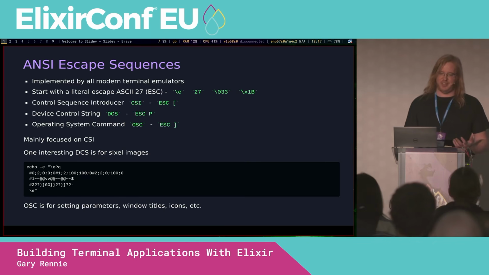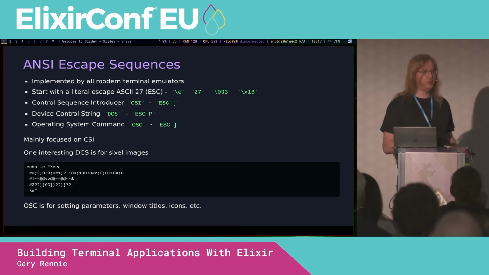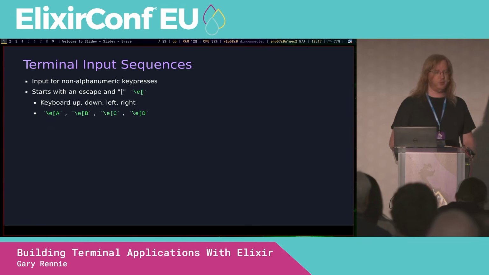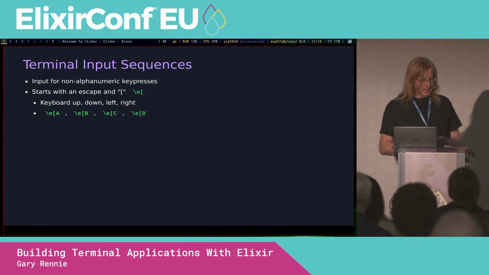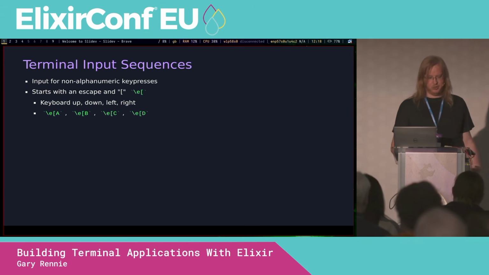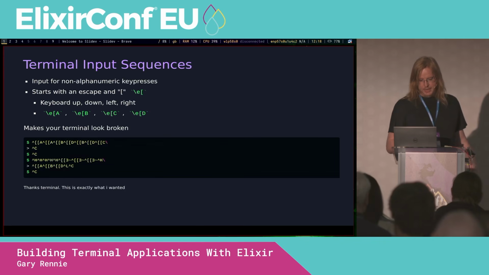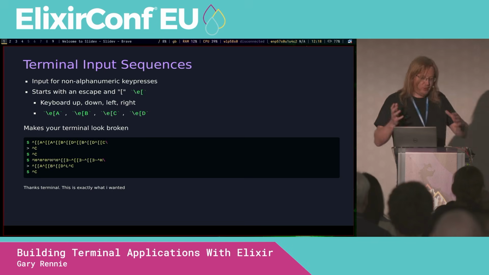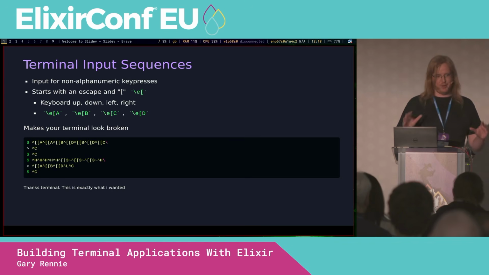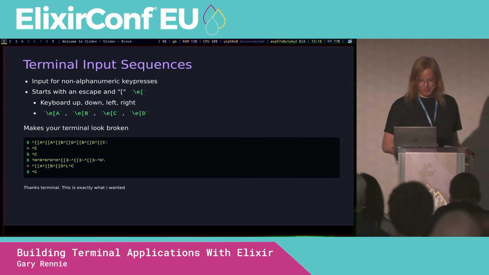The other thing we have is operating system commands. These are for setting window parameters and titles and icons and things like that. We also have terminal input sequences. If you type a non-alphanumeric character, you'll see this input sequence, which looks like an escape sequence. For example, A, B, C, and D are up, down, left, and right on the keyboard. And they make your terminal look totally broken. I don't know if you've ever done this, but sometimes my shell will get into a state and I scroll the mouse wheel and it just outputs garbage. And you're like, thanks terminal, that is exactly what I meant when I scrolled my mouse wheel. And that's why that happens: you're seeing the terminal input sequences.